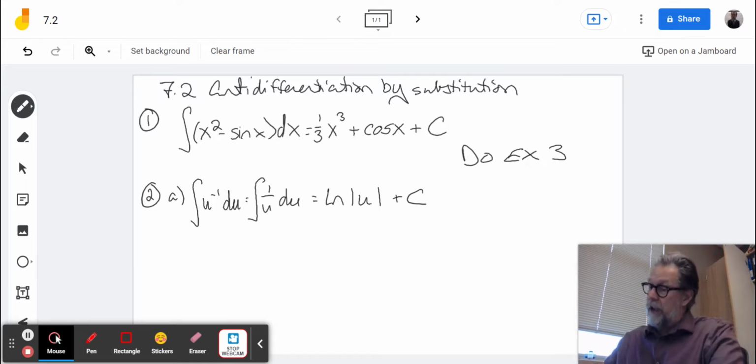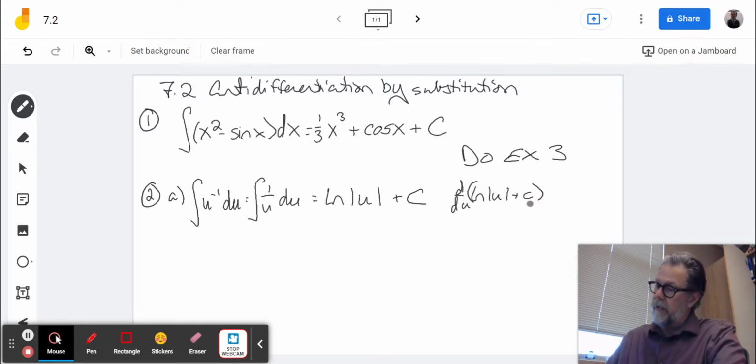So how do we know if that's correct? Well, I take the derivative with respect to u of the natural log of u plus the constant. The derivative of natural log is 1 over u. I don't need the absolute values anymore because 1 over u is defined for positive and negative values. The derivative of the constant is 0. I've double checked. And I've recommended to my students that you just do this every time you come up with an antiderivative.